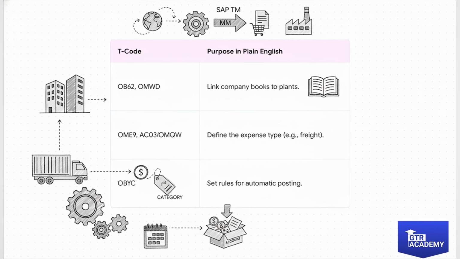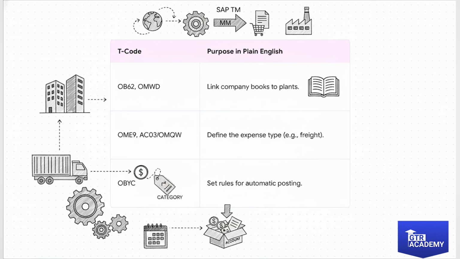First up, using T-codes like OB62 and OMWD, you're basically just telling the system which set of company books belongs to which physical location or plant. Simple enough? Then, with OME9 and AC03, you define what kind of cost we're even talking about. In our case, it's a freight service. And finally, and this one is the real secret sauce for automation, OBYC.